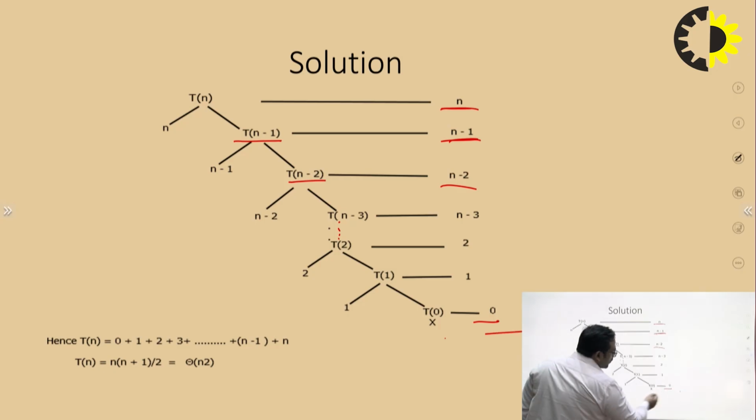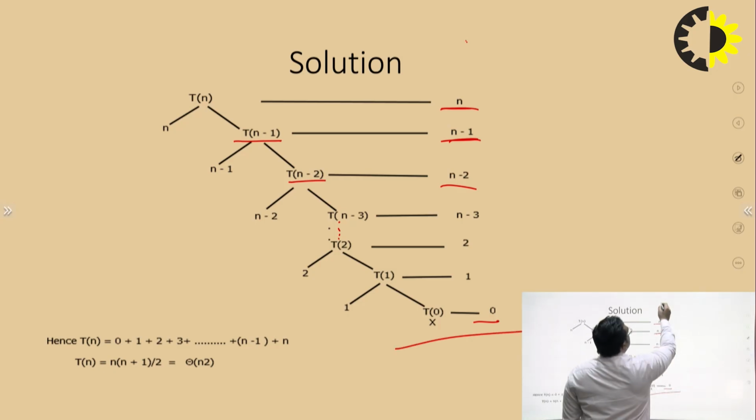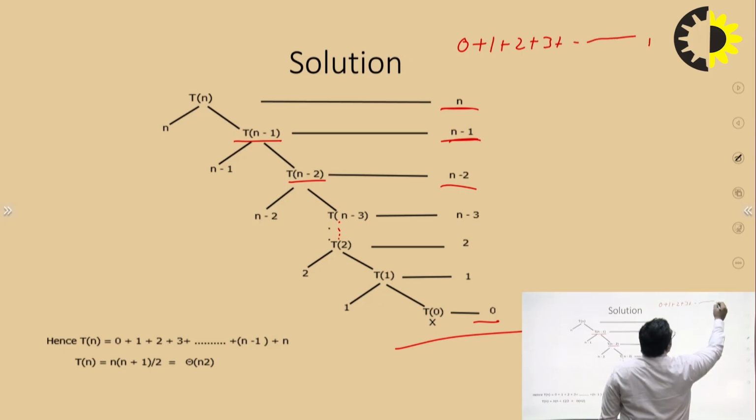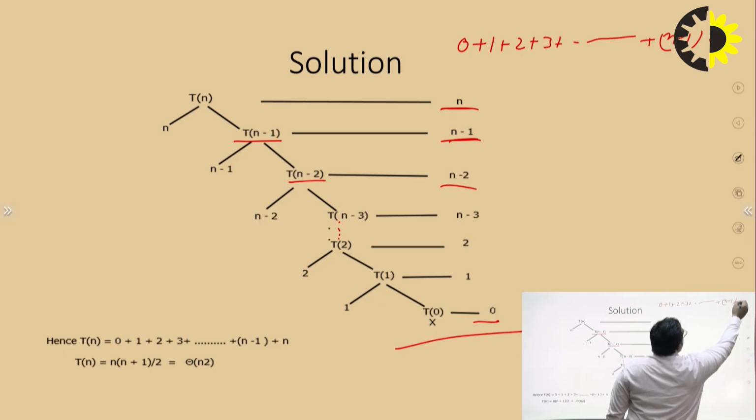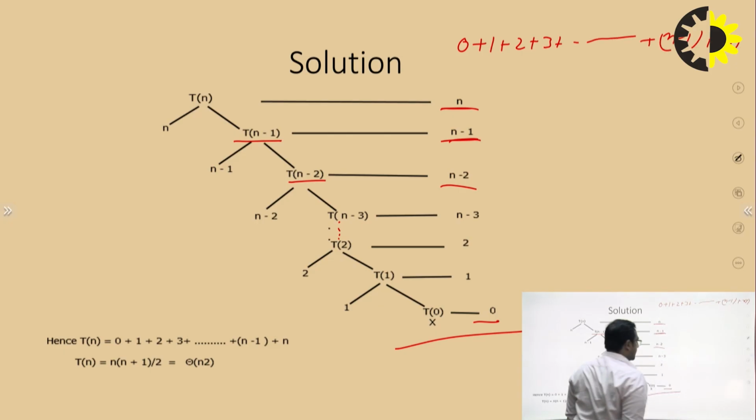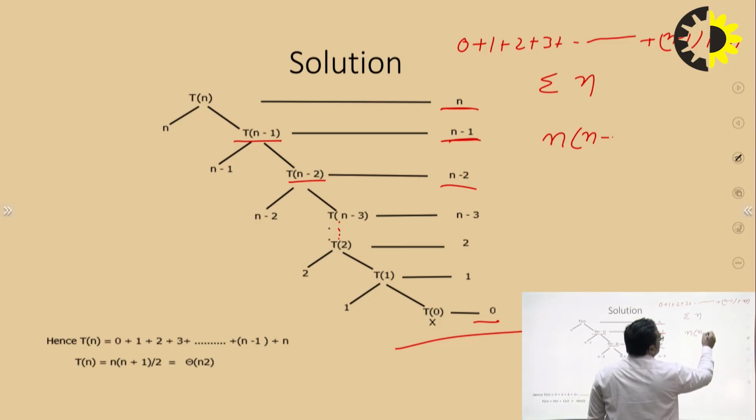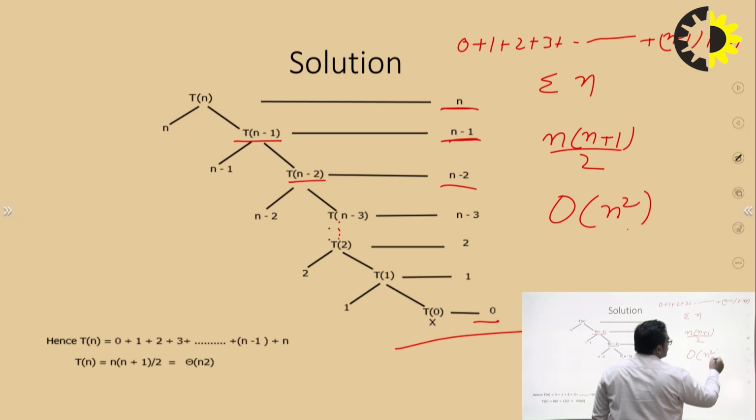And if I sum all of them, it is basically 0 plus 1 plus 2 plus 3 and so on plus n minus 1 plus n, right? What is this? This is again sigma n, which is n into n plus 1 by 2. So big O of n square.